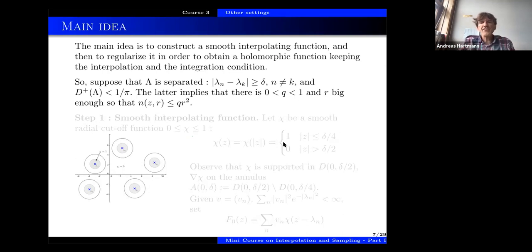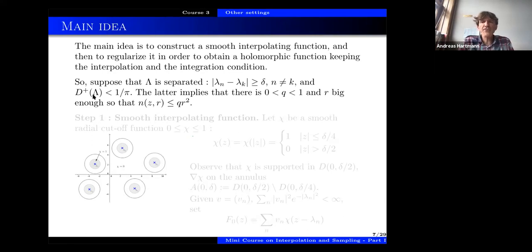So our assumption is the sequence is separated. Let's say delta is a separation constant, strictly positive. I should have made this precise here. And the upper density is controlled by 1 over pi. This means, again, D plus is a limit sup over R.